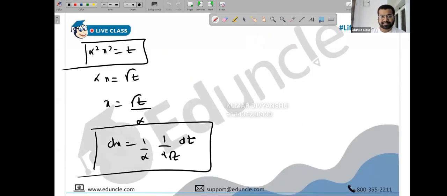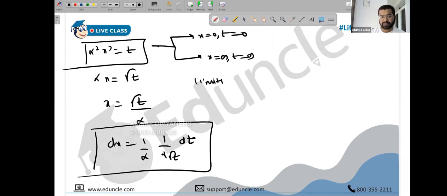X goes from 0 to infinity. People, when x is 0, t is 0, and when x is infinity, t is infinity. Limits remain the same. Limits won't change. That's good, luckily. Okay, so our answer would be a square into, limits are not going to change.